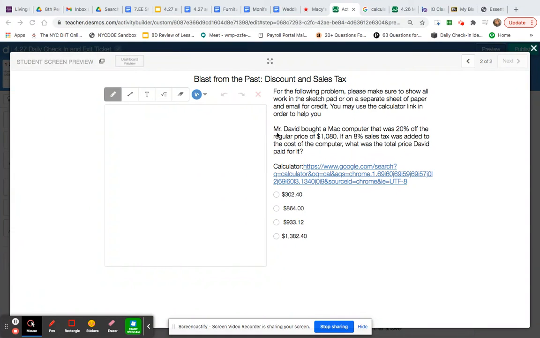Okay, so we have the following question that's dealing with discount and sales tax. You guys should have been seeing this as you're completing your stations on percents, equations, and inequalities. It says that Mr. David bought a Mac computer that was 20% off the regular price of $1,080. If an 8% sales tax was added to the cost of the computer, what was the total price Mr. David paid for it? Okay, so keep in mind all this information that we have here, guys.